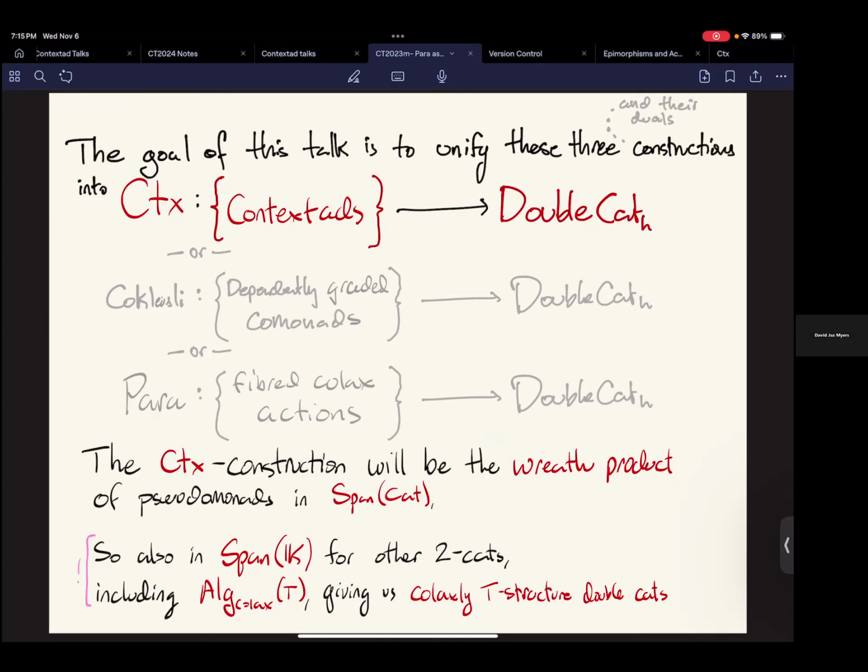And there's this notion of wreath product for monads, which I'll come to later. If you apply that in Span Cat, you get this thing, which I think is really quite cool. Because it's so abstract, we can do it in Span of K for other 2-categories. We will abuse this generality to add structure to our CTX constructions, Para constructions, or co-Kleisli constructions, so we'll be able to find two-algebraic structure on them.